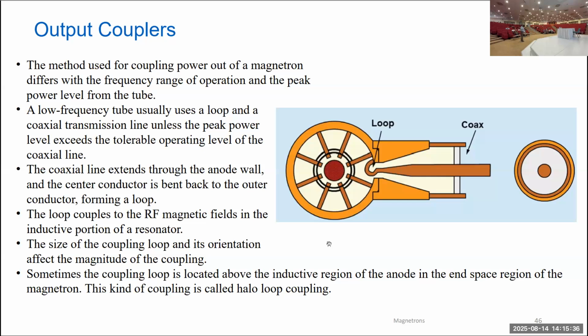Here, first, I'm showing you the loop antenna coupling. Here is the window. It's a coaxial line. This loop antenna couples the RF to the coaxial line, and this alumina disc preserves the vacuum inside the magnetron.